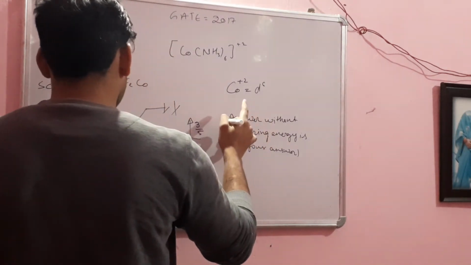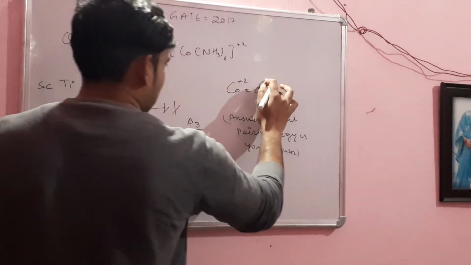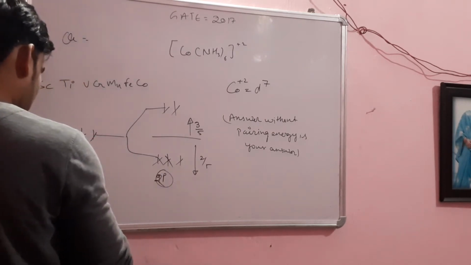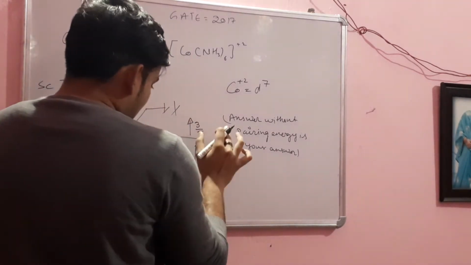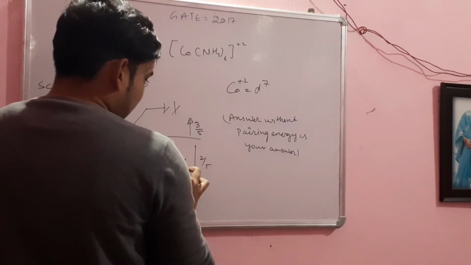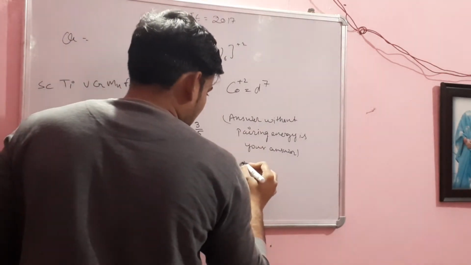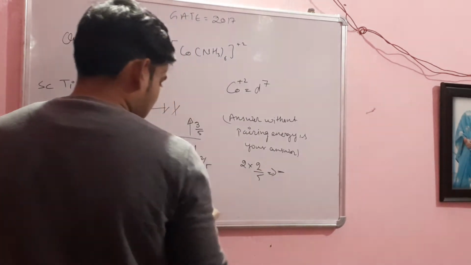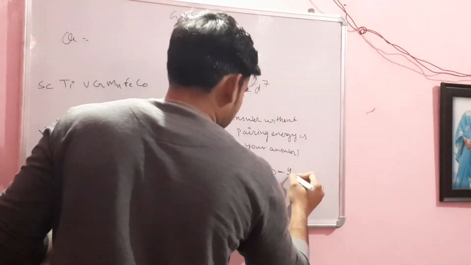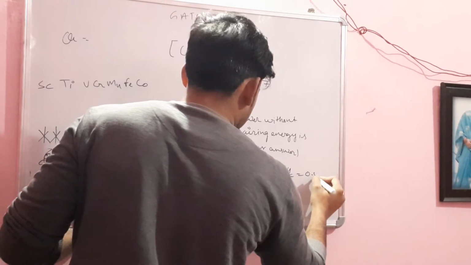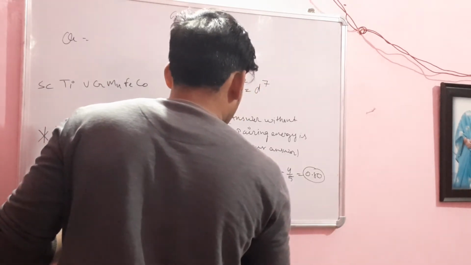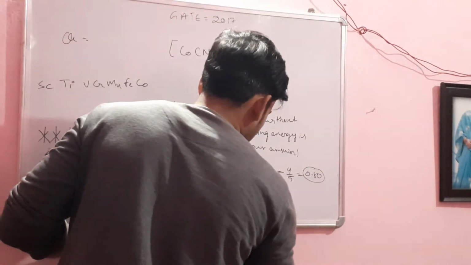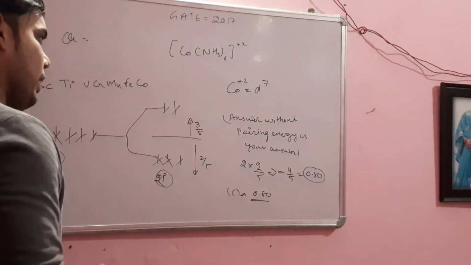Okay, that is not d6. 1 2 3 4 5 6 7. See, this is actually a d7 configuration. So you have two pairing energies, and two pairing energies will cancel out two pairing energies. Now you have two electrons here. So two extra electrons will cause the stabilization, and you can calculate your CFSE value, which will be 4 by 5, which is 0.80. So the C option given for this question, 0.80 CFSE value, is your final answer.